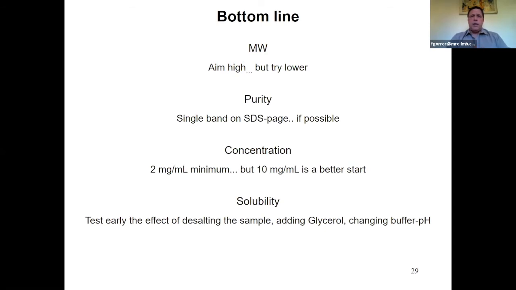Anyway, the bottom line is that the molecular weight is one important aspect. Of course, you want to try ambitiously high to have the most interesting structures possible, but you often have to try to have a lower molecular weight sample. It usually increases your chances. Purity, obviously, is an important aspect. And if anything else, another test, look at your SDS-PAGE, see if you see a purity good enough. Concentration, so 2 mg per ml for the sample is a minimum, but 10 mg per ml will be a better start.